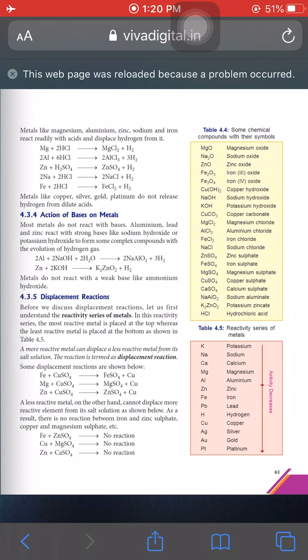Here Mg is magnesium, aluminium is Al, zinc, sodium and iron. These are all metals. Here HCl is hydrochloric acid and H2SO4 is sulfuric acid.